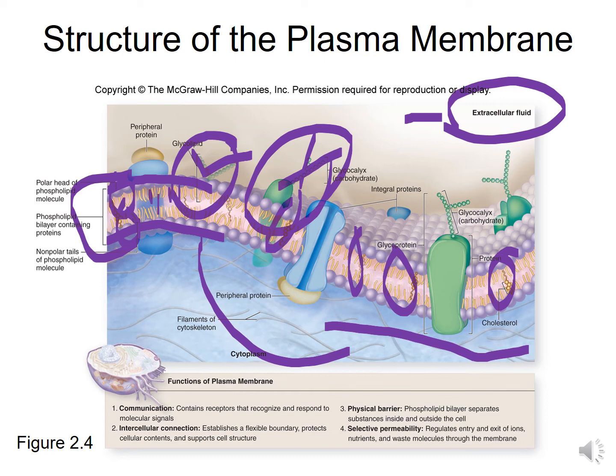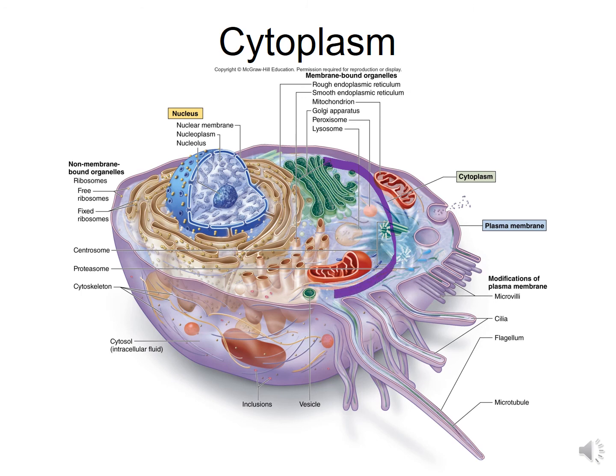And then last but not least, we have different proteins and protein channels. These will allow different ions and molecules to come in and out, and they will be regulated by these channels. The cytoplasm is all of the contents inside of the cell, so intracellular, and it's everything but the nucleus.